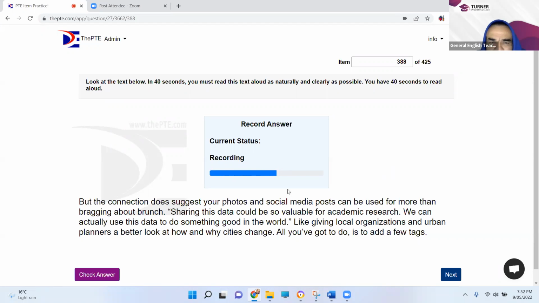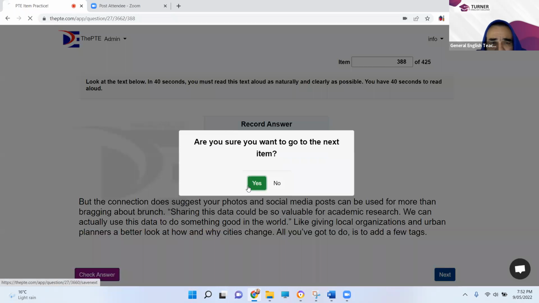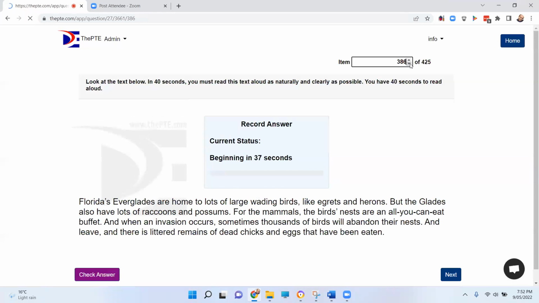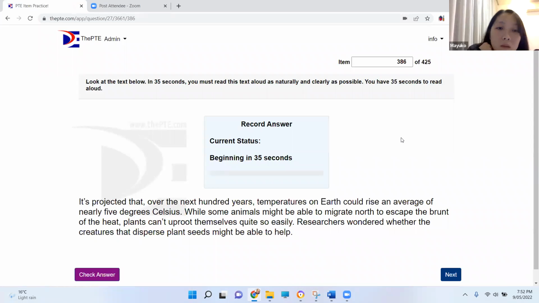Very good. Excellent. And then you press quickly the next button. Okay, Mayuko. Mayuko is gone? Not yet. No, Hitomi is gone. Yes. Probably she needed to go.